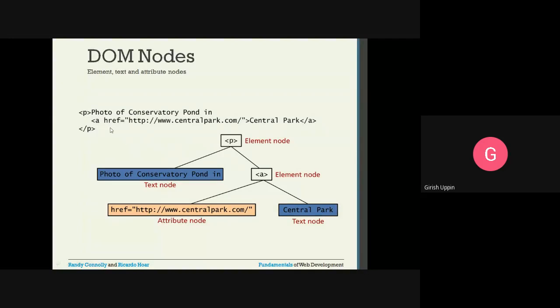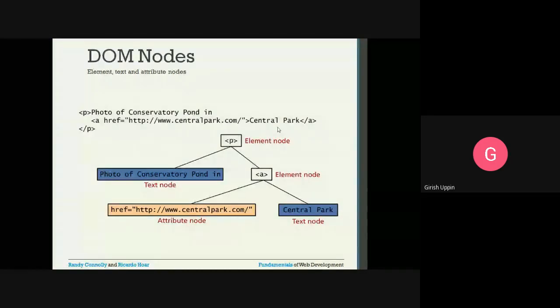Inside this anchor, I have an attribute, isn't it? I have an attribute, and also there is some text. So inside this anchor, we have as child nodes one attribute node, where we have this attribute href, and also a text node. I hope you understood what is an element node, what is a text node, and what is the attribute.